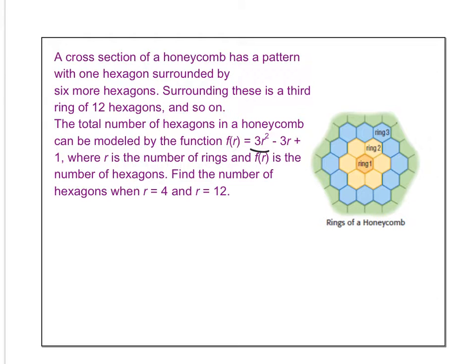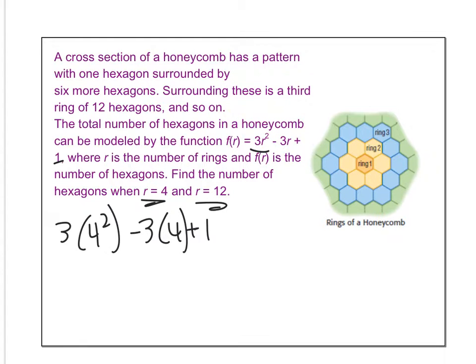You have 3r squared, 3r plus 1. Figure out what happens when r is 4 and r is 12. So, if I just substitute in 4 and I substitute in 12, what they're trying to do is figure out what's going on.